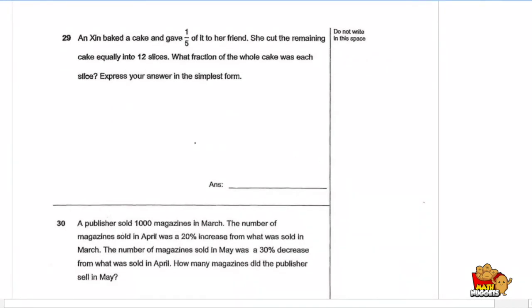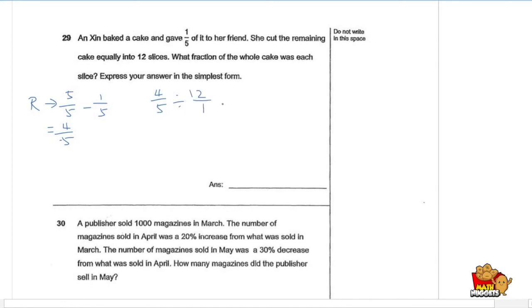Question 29. She baked a cake and gave 1/5 to her friend. So we need to find the remainder because she cut the remainder into 12 slices. So what's the remainder? She started off with one whole, right? One whole cake. After giving 1/5 to her friend, she's left with 4/5. So this remainder was being cut into 12 slices.